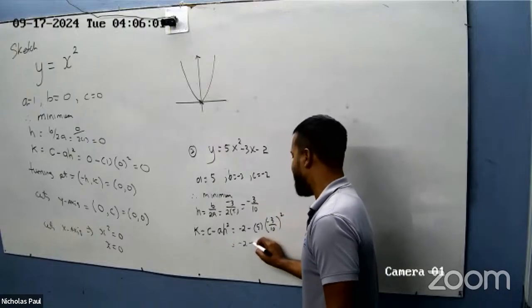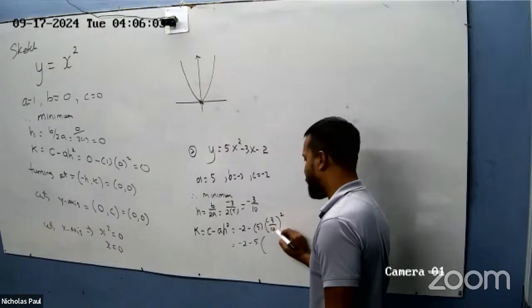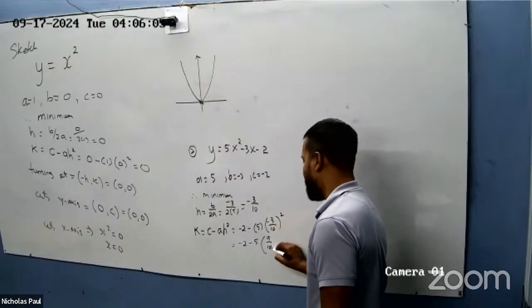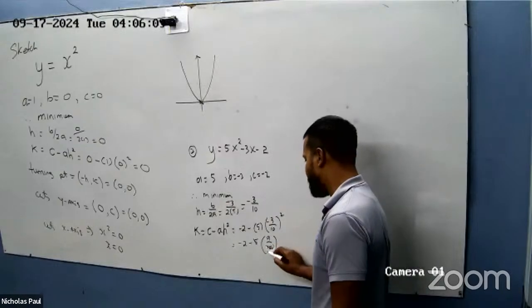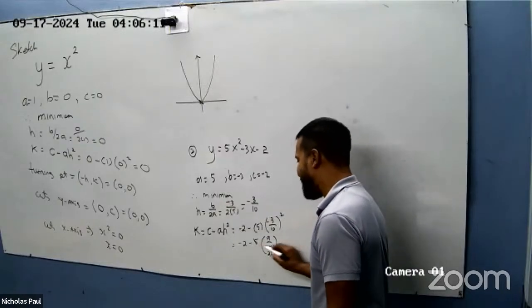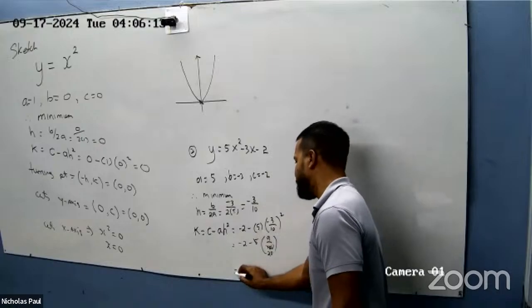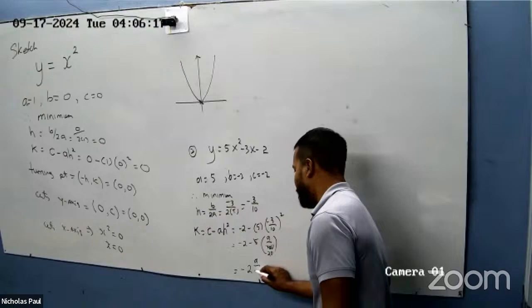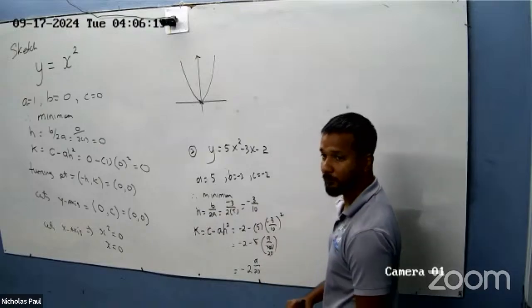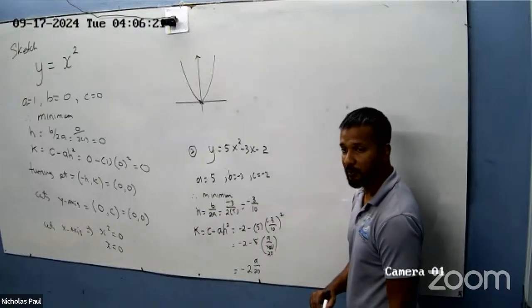So that'll be minus 2 minus 5 times, when I square this, I get 9 on 100. 5 into 100, that's 20. So when you work this out, you can put it in the calculator if you want, you'll get minus 2 and 9 over 20. So got that?